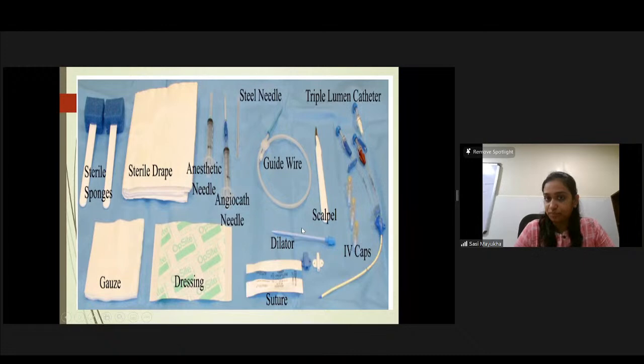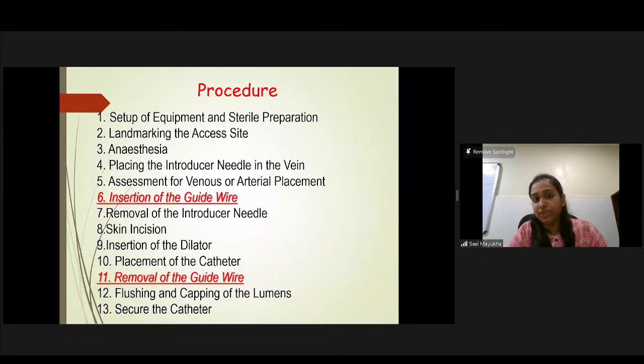So what is the procedure which we do? First, as I was telling you in the previous slides, the sterile preparation and the landmarking of the access site. Next is the anesthesia. If the patient is on a ventilator and already on sedation, we can directly go ahead and place the line. In case the patient is awake and conscious, before doing all this, you have to explain to the attenders, get consent for the central line access, and then proceed.